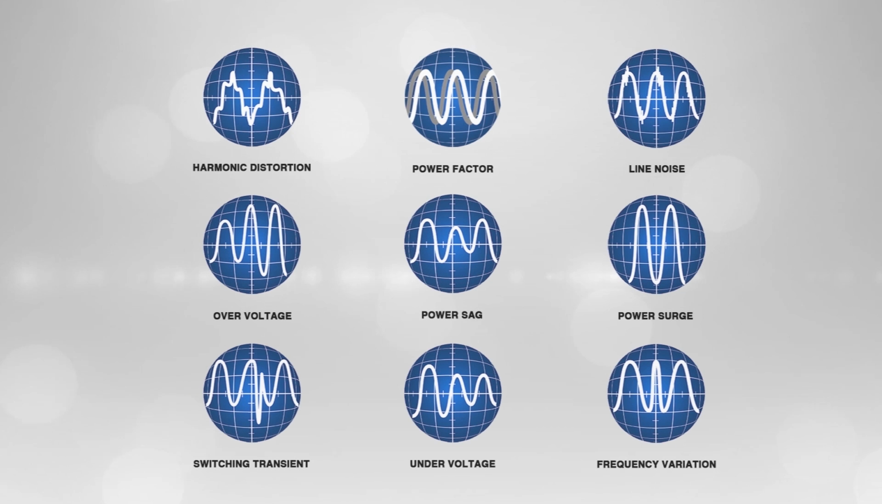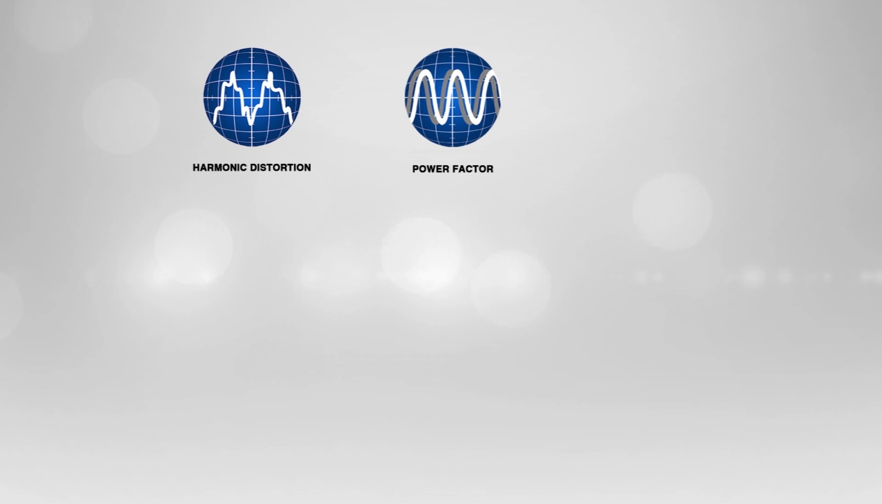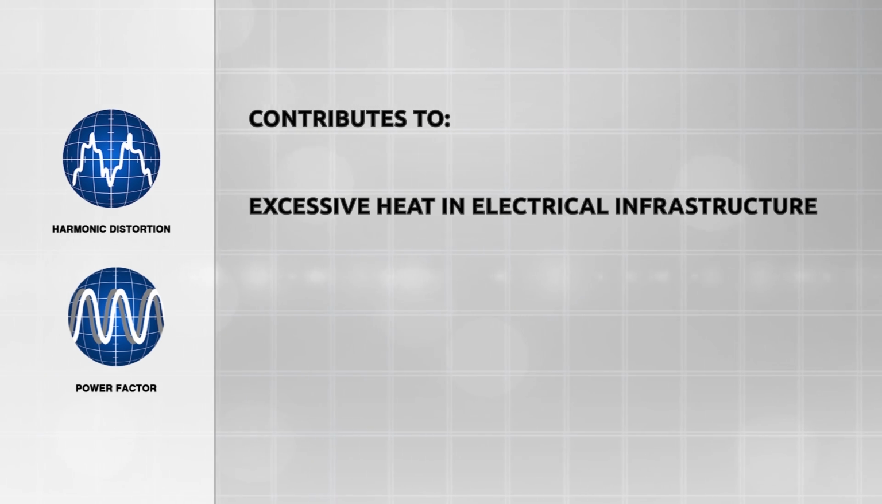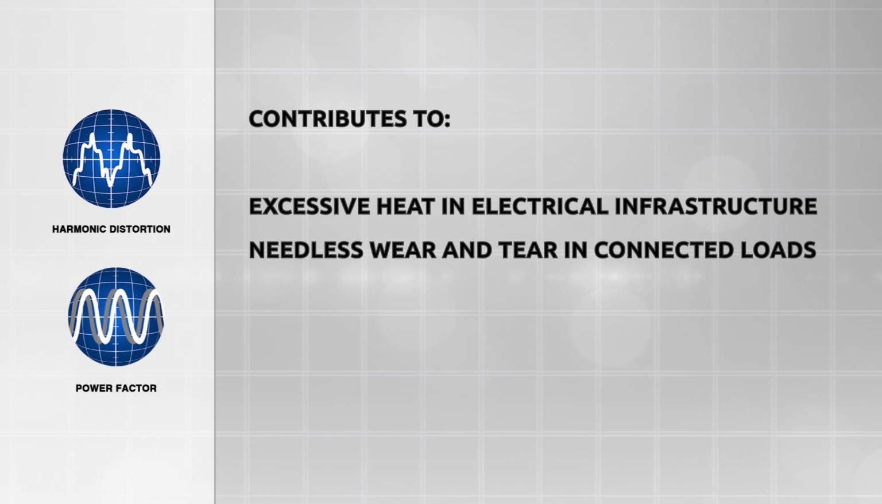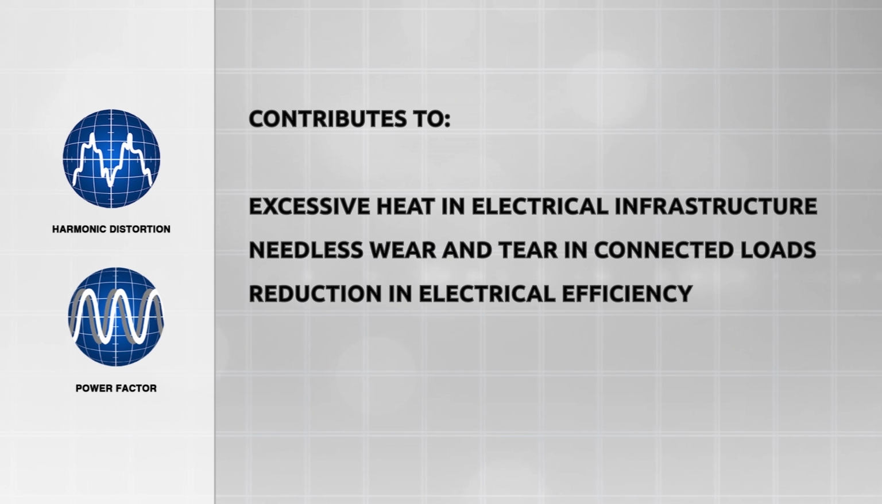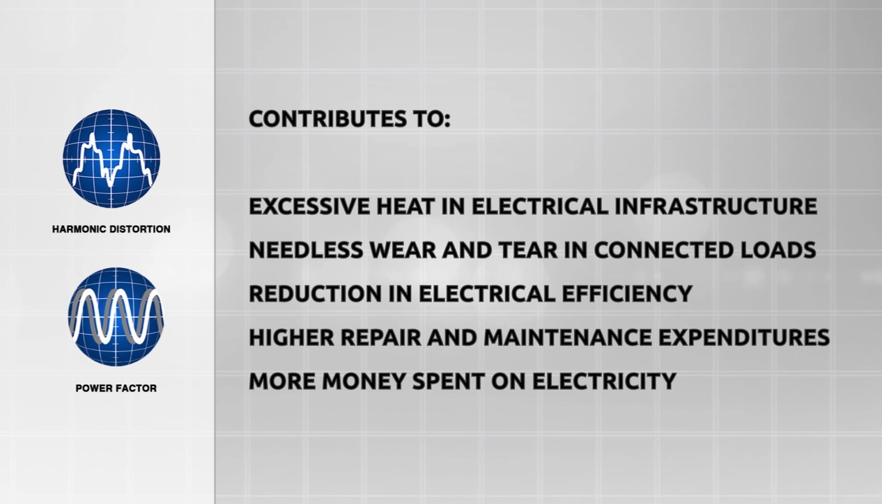There are many electrical distortions that force current and voltage waveforms from their ideal sinusoidal shape. The two most common distortions are harmonics and non-unity power factor. These two distortions are the largest contributors to excessive heat and needless wear and tear in the electrical network and to connected loads. The presence of them also impedes the electrical network efficiency, which results in higher repair and maintenance expenses and more money spent on wasted electricity.